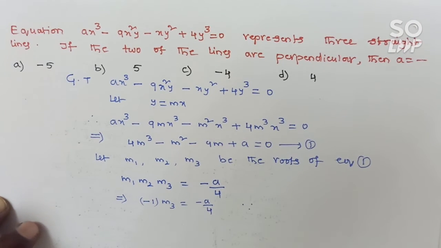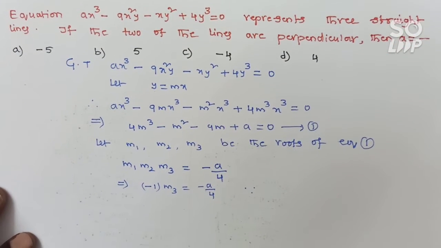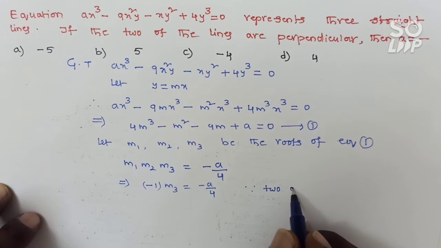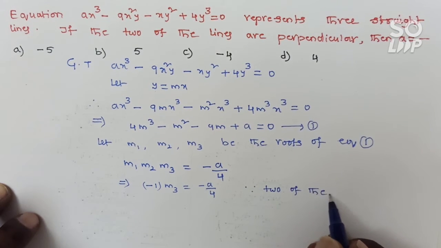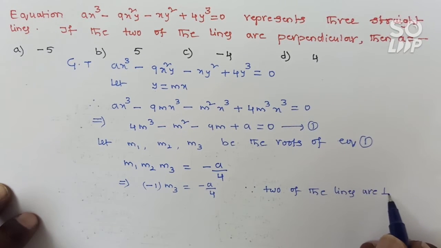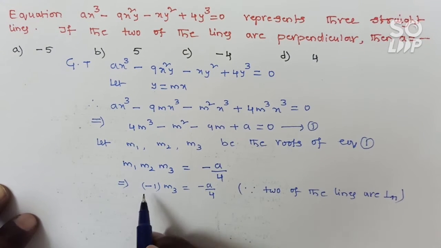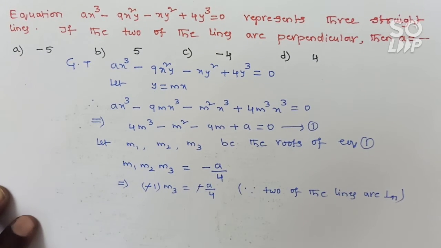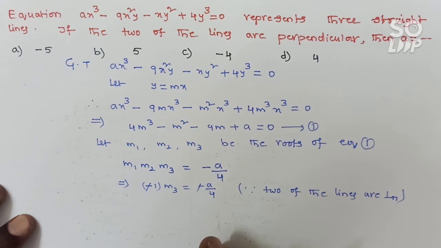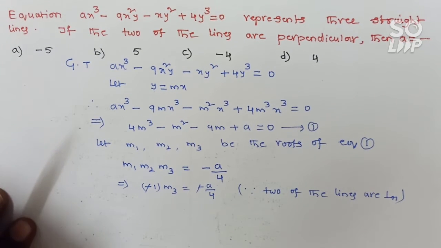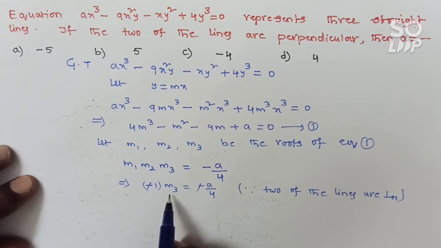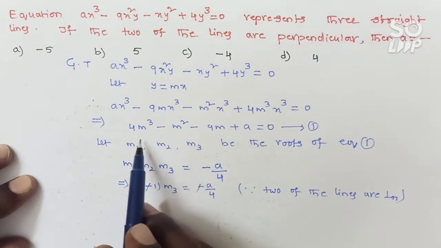Since two of the lines are perpendicular, this is the given condition. Now minus and minus will be cancelled. Now see this one. Here m3 equals a by 4. When m3 equals a by 4, m3 is one root of this equation, equation 1.